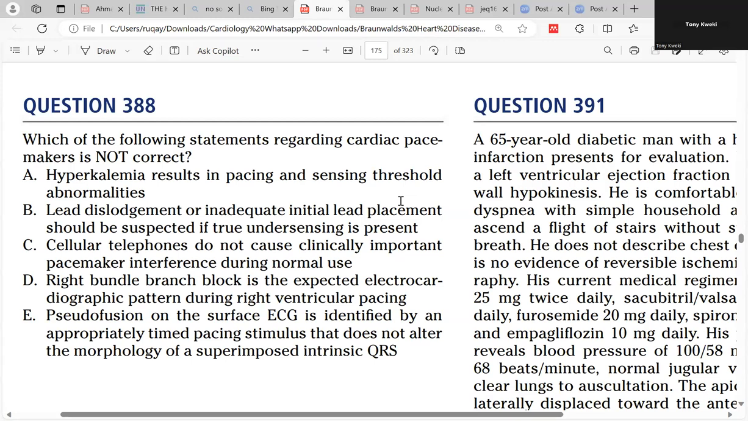Then for the VVI, like you mentioned, it can protect against bradycardia, but it does not have the capacity to either restore or maintain the AV synchrony. So what you have commonly with the VVI is AV dissociation. It's very common in them because they cannot restore or maintain AV synchrony.